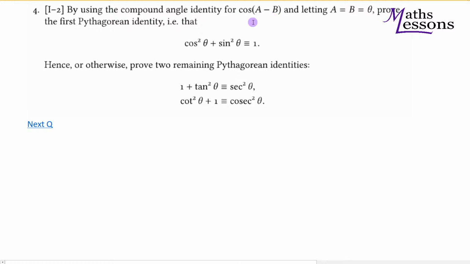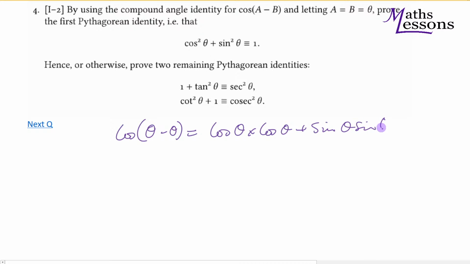Right, here we go. So what we're going to do is let a equal b equal theta. So let's have cos of theta minus theta, which is obviously naught, and put that into the addition formula. So we get cos of theta times cos of theta plus sine of theta times sine of theta. Cos of theta minus theta is cos of 0, and cos of 0 is equal to 1. Cos times cos equals cos squared theta plus sine squared theta.